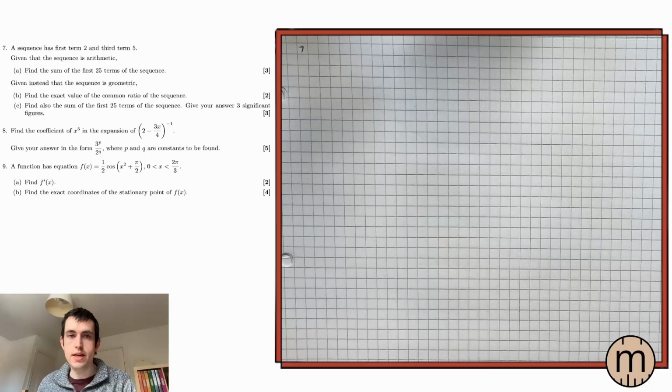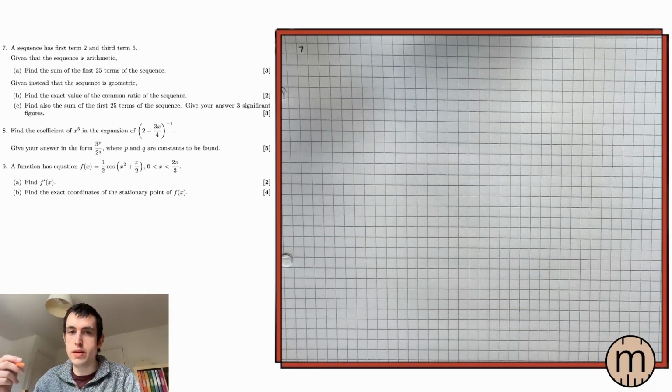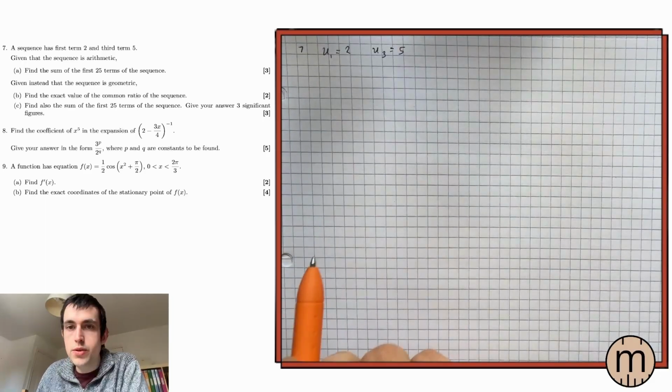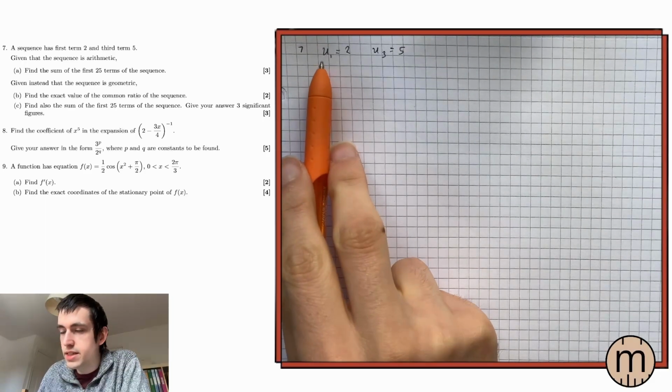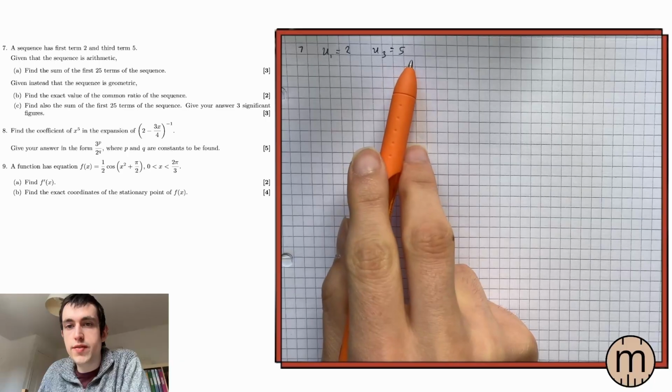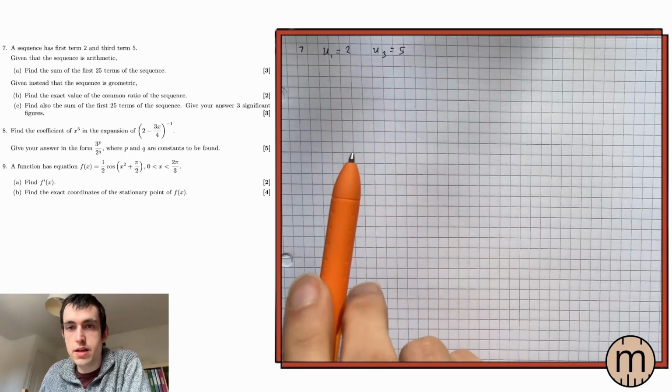Question 7 then. A sequence has first term 2 and third term 5. We're first given that the sequence is arithmetic. So remember that means that it goes up in a linear fashion. You're adding on the same common difference each time. Using the information in the question, what I can say is that U1 is 2 and U3 is 5. That's the first term and that's the third term.